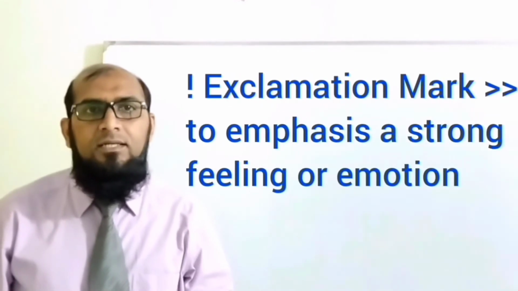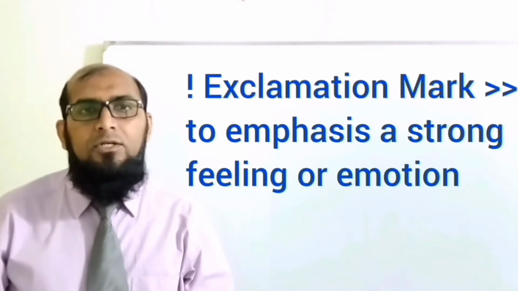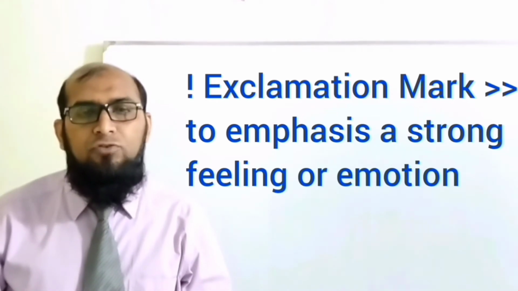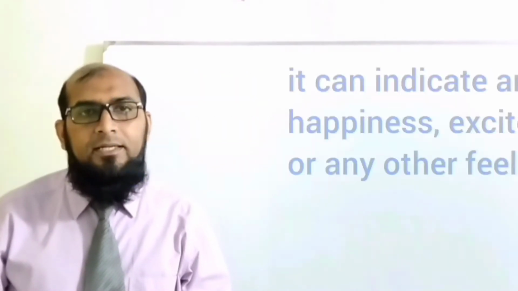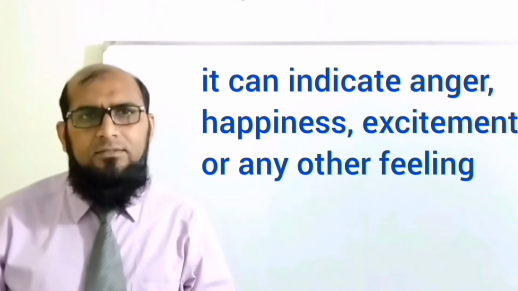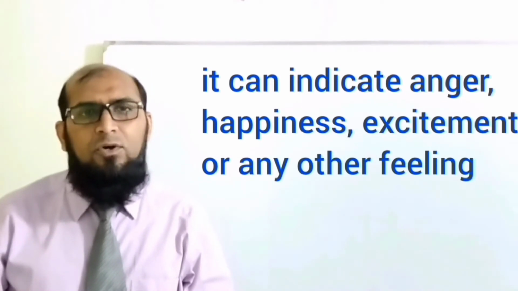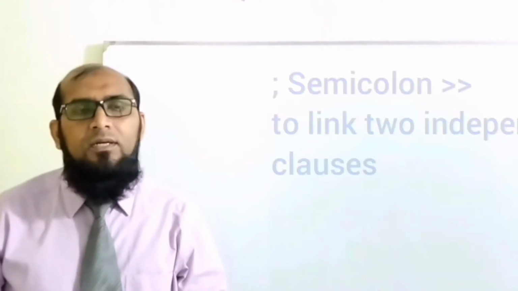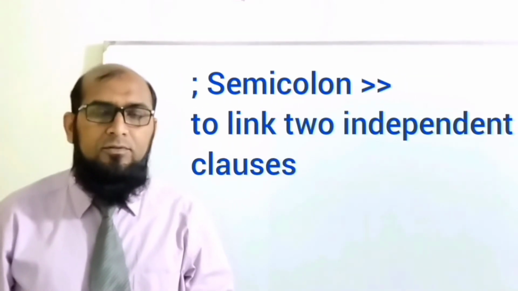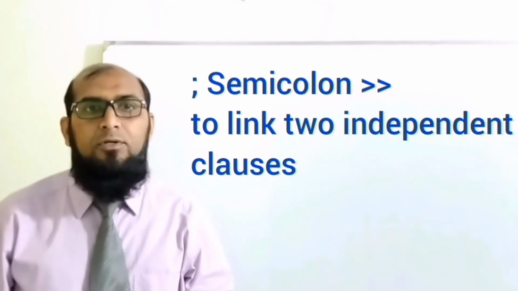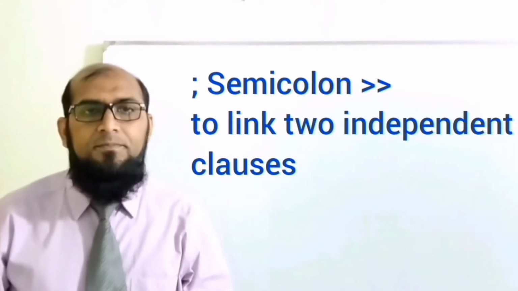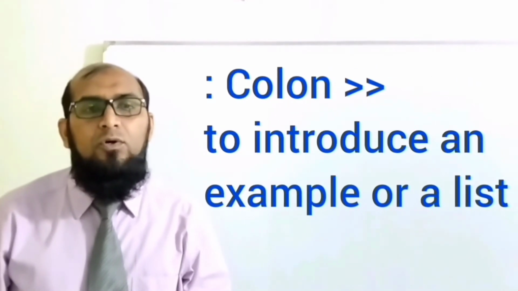Now we can see exclamation mark. We use exclamation mark to emphasize a strong feeling or emotion. It can indicate anger, happiness, or excitement, or any other feeling. Now you can see semicolon, and we use semicolon to link two independent clauses. Yes, you can see colon.